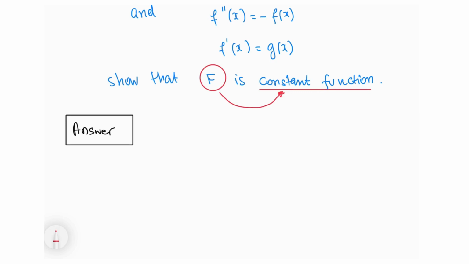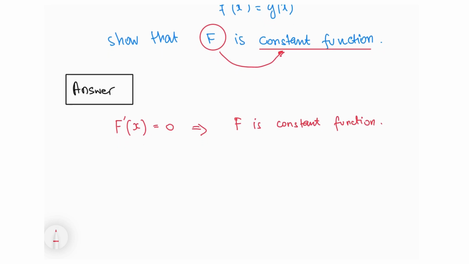So as I started, now we have to show that F is constant. Now what do derivatives and constant functions have in common? Well, there are many things, but there is one theorem in particular. We have that if F prime of x is 0, then F is a constant function. And this is what we want to use here.